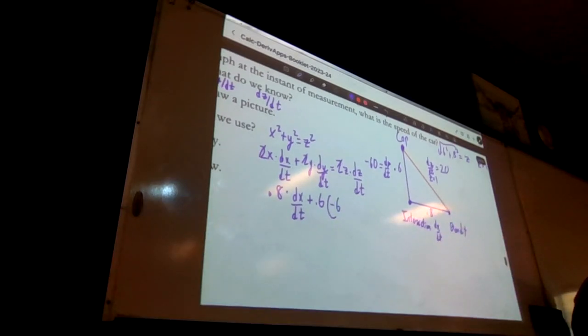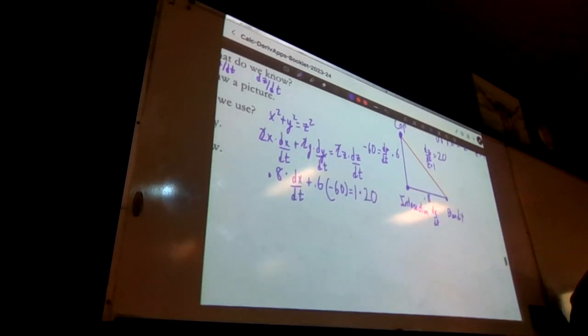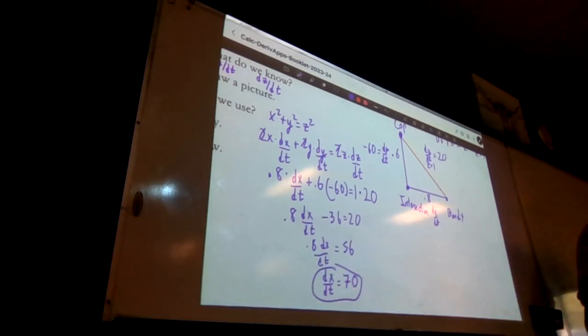All right, and so we have all this information. So this is negative 60 is equal to 1, which is our z value, times 20. Okay? So now we just simplify everything. You're going to get 0.8 dx over dt minus 36 is equal to 20. 0.8 dx over dt is equal to 56. dx over dt is equal to 70. So how fast is the other car going? It is going 70 miles per hour.